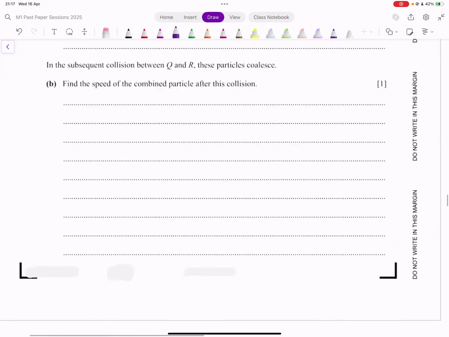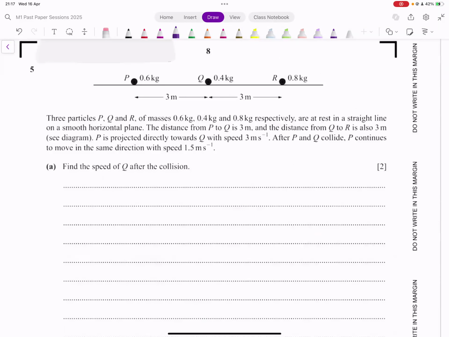Question number 5. It says 3 particles P, Q, and R of masses 0.6 kilograms, 0.4 kilograms, and 0.8 kilograms respectively. They are at rest in a straight line. Okay, so initially all of them are at rest right now. They're on a smooth horizontal plane. The distance from P to Q is 3 meters. Okay, distance from Q to R is also 3 meters. You can see that in the diagram.